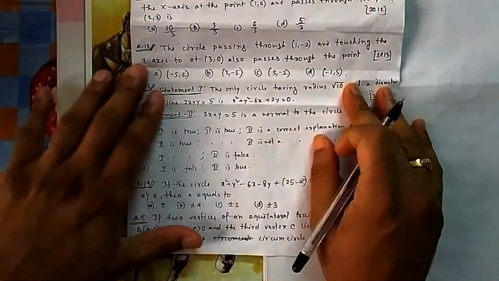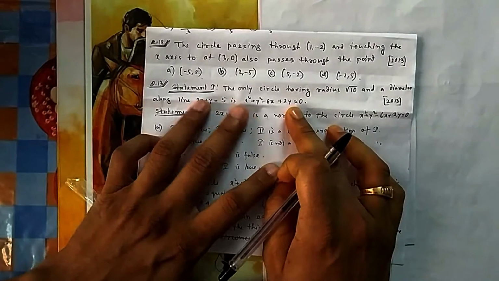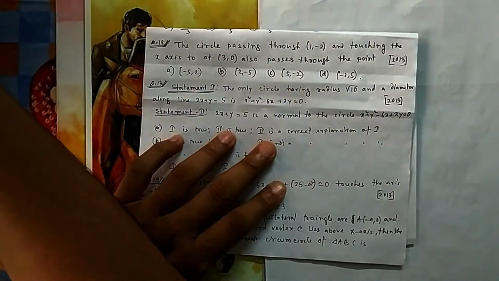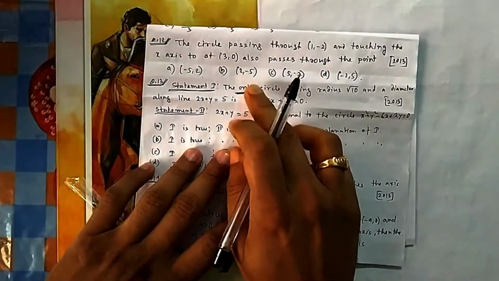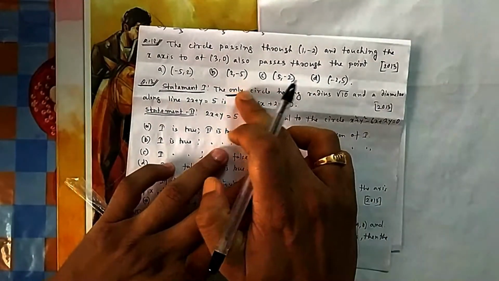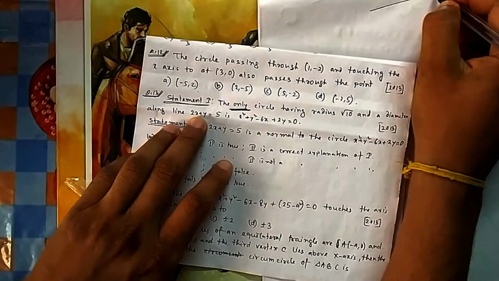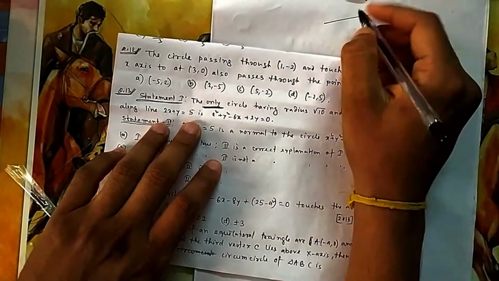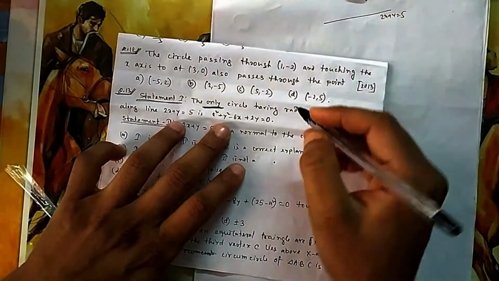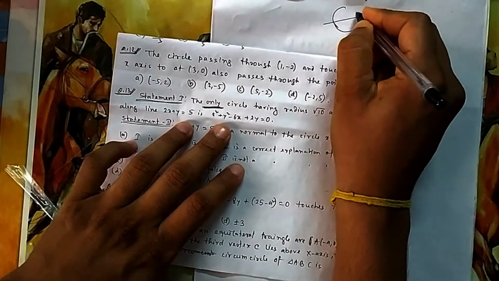Now if you come to 13, the only circle having radius root 10 and a diameter along the line. You have to be very careful here. One thing: when you read this, it should come to your mind, give a focus on the word only. Having radius this and a diameter along this line. You are given the line 2x plus y is equal to 5, and they told you the diameter is along this line and the radius is root 10. By reading only this much you can give the answer.